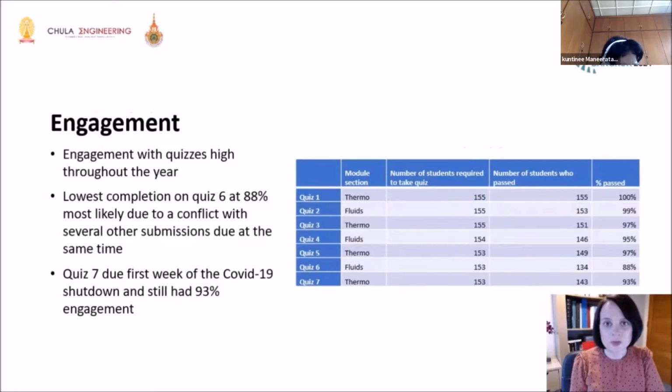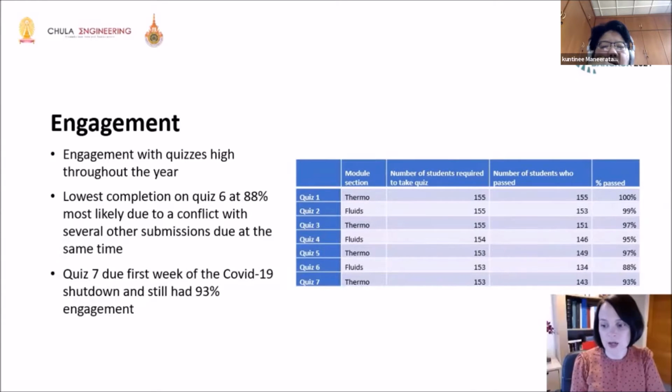We were very pleased with the engagement on the quizzes, which remained quite high across the year. It started at 100% and generally was in the mid to high 90% engagement rate. We had a few which were slightly lower. Quiz 6, for example, happened on a week where there were several summative pieces of work due to be submitted for other modules, and we have attributed this slightly lower 88% engagement to this fact.